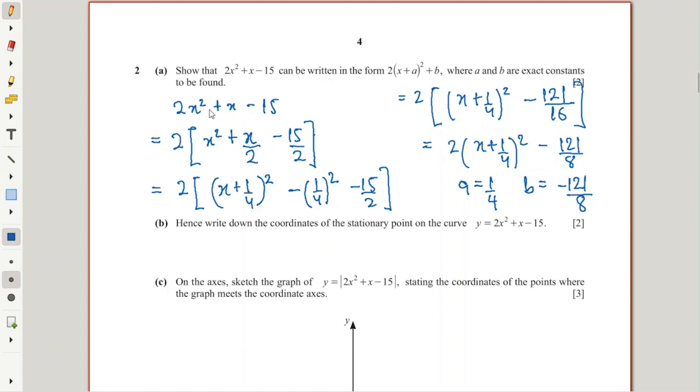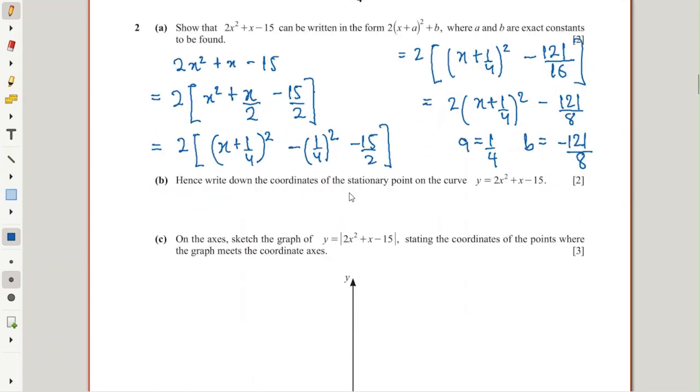Now, it's not every time that they will tell you to find the values of a and b. If they don't tell you to find it, please leave it like that. Other than that, it's just a waste of time. They will not award any marks for that.